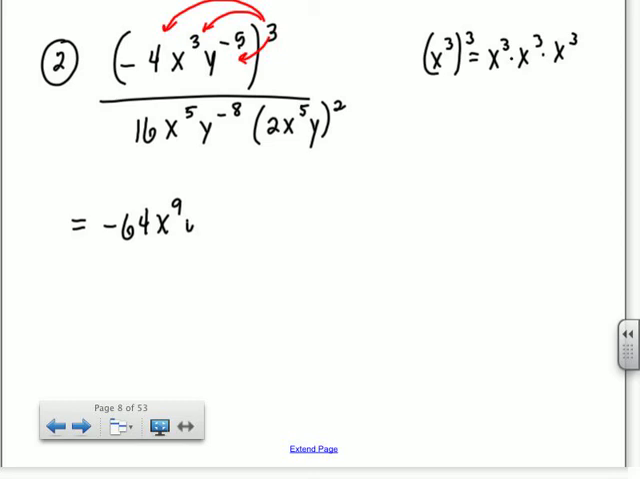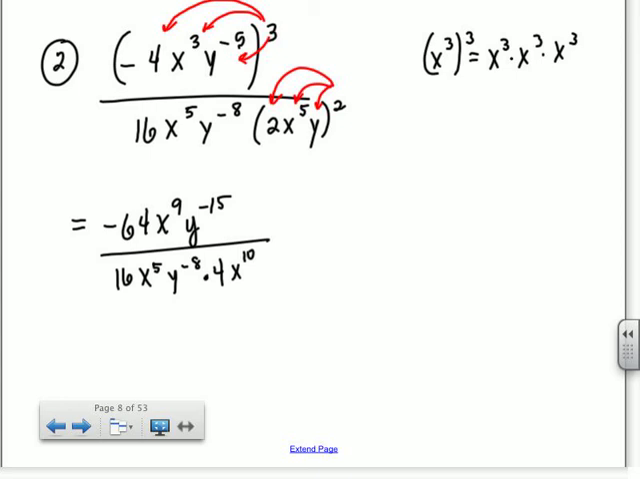Not to the ninth, right? You multiply your powers. So x to the ninth. And again, if you need to, think of x cubed, cubed. That would be x to the third times itself 3 times. So think about how many x's you would have lined up when you expand it. You'd have 9 total. And then I have y to the negative 15 all over 16 x to the fifth, y to the negative 8.